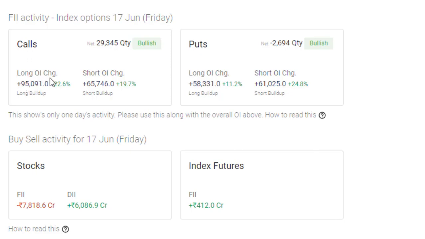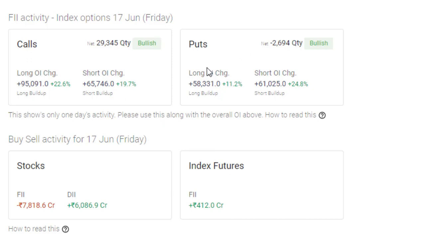So long open interest, that is long calls, has been added over here, and this is long build up. 95,000 long calls have been added, and 65,000 short calls have been added. So the number of long calls is more, meaning they expected the market to go higher, so they were bullish on Friday.